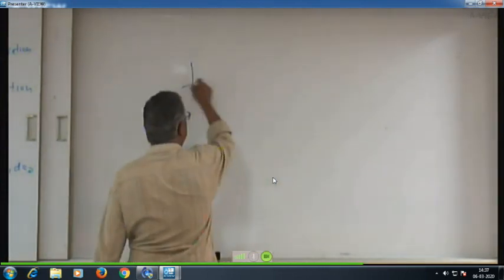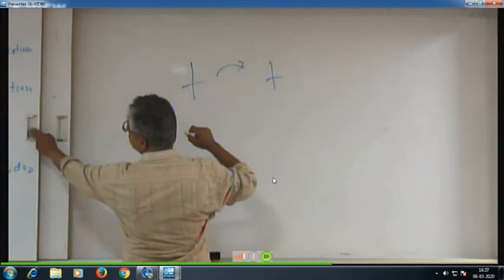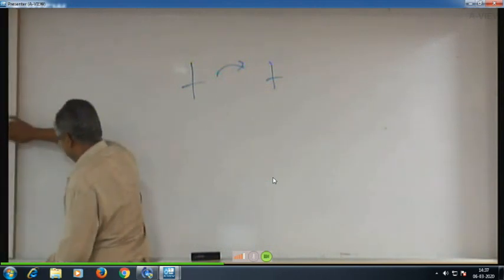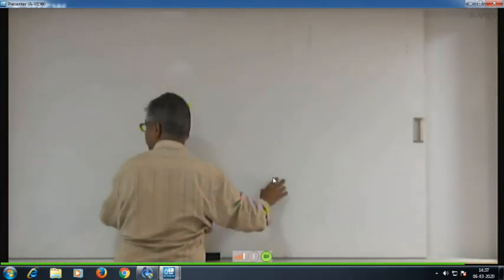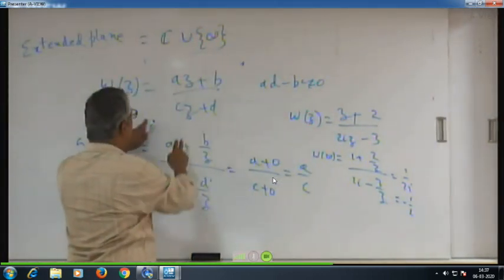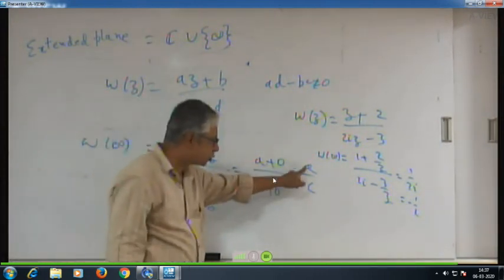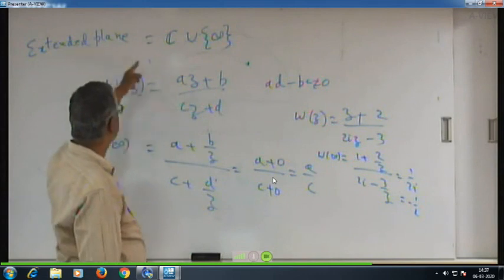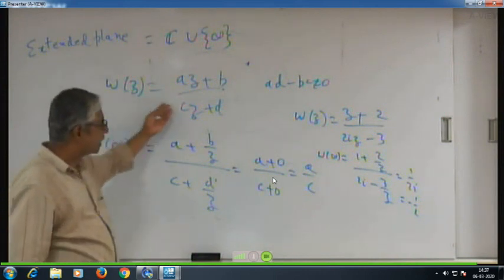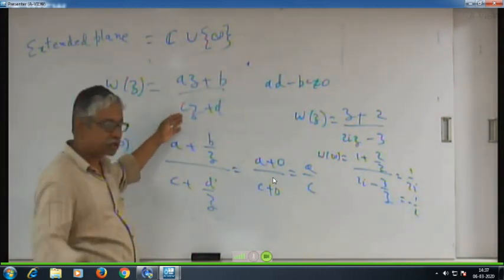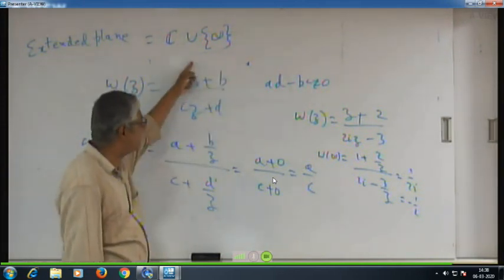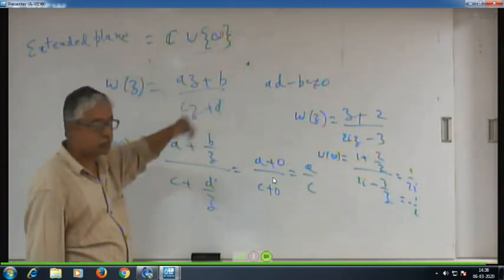Under the bilinear transformation which I already have somewhere here, I have just seen that w of infinity goes to a by c. This is a transformation from extended plane to extended plane. Now, what I want to know is, under what conditions will this be equal to infinity? First I saw this is infinity, what happens to this part? Now I am asking, if this is infinity, what is this? That means, what comes to infinity?